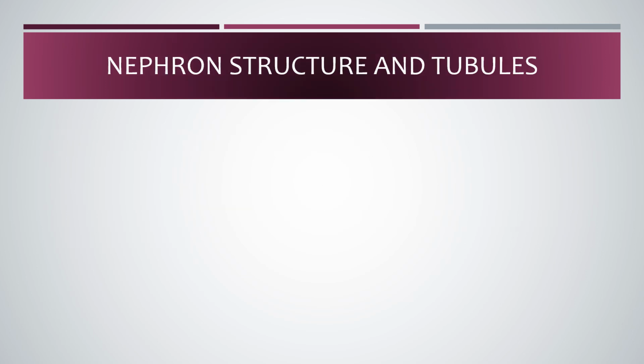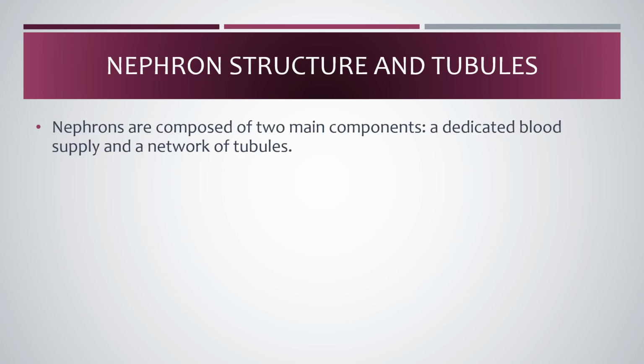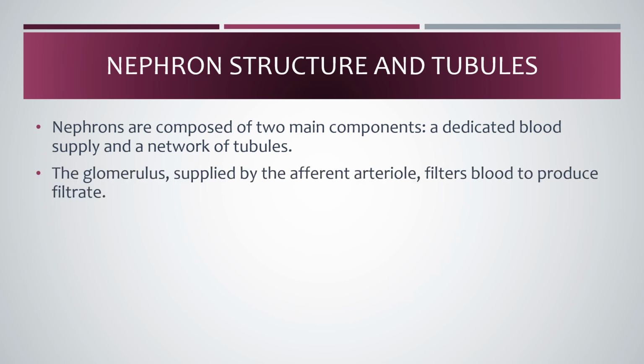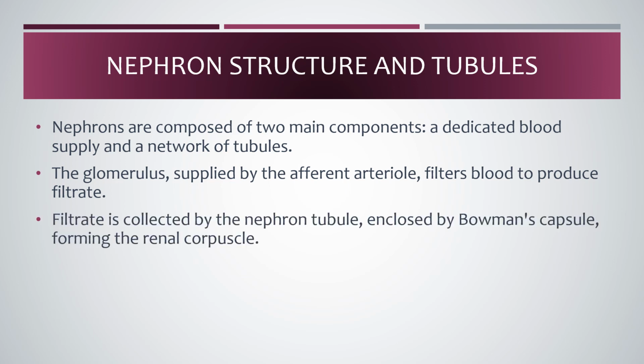Nephron structure and tubules. Each nephron comprises a dual-component system, a dedicated blood supply and an intricate network of ducts referred to as tubules. Within this configuration, an incoming afferent arteriole supplies the glomerulus, a specialized capillary bed characterized by elevated pressure. The glomerulus filters blood, producing a fluid known as filtrate that is subsequently collected by the nephron tubule. This tubule's proximal end is enclosed by the Bowman's capsule, forming an interconnected structure called the renal corpuscle.